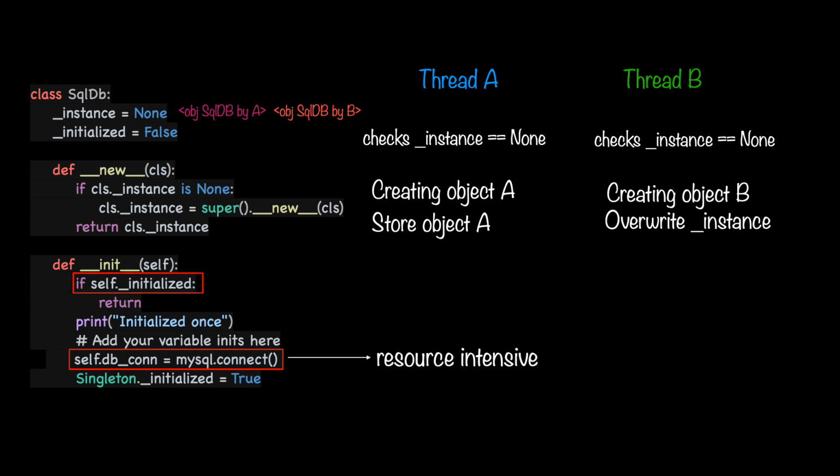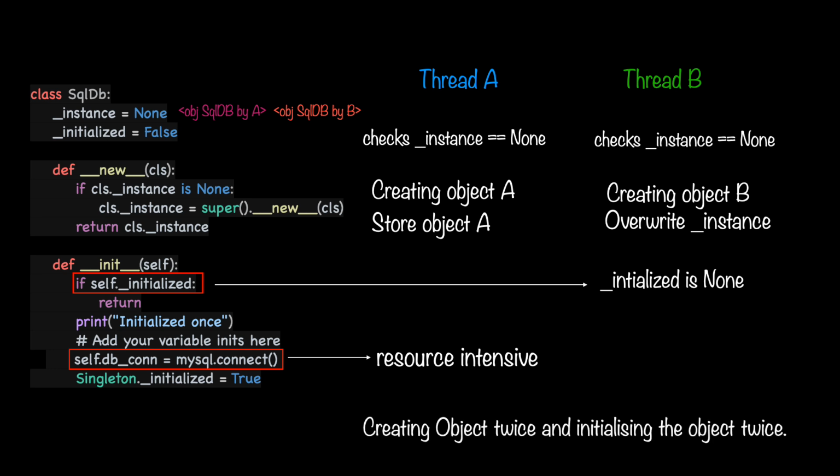The condition with self underscore initialized. Since thread A is still at the database connection, the initialized variable has not been set to true yet by thread A. Underscore initialized is still false. Thread B will check this condition and it will run the if statement. Thread B will try to establish the database connection again. It's like creating the object twice in the new method and initializing the object twice in the init method. This is a clear-cut violation of the Singleton pattern.